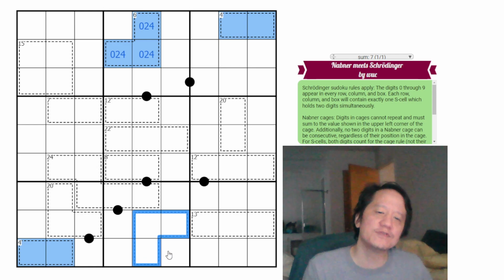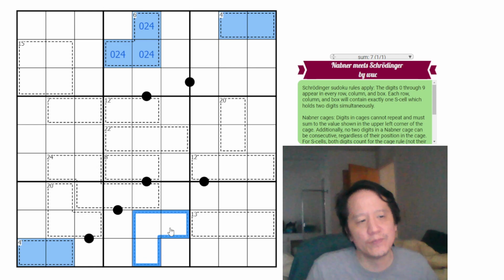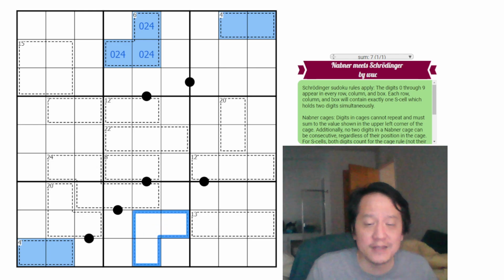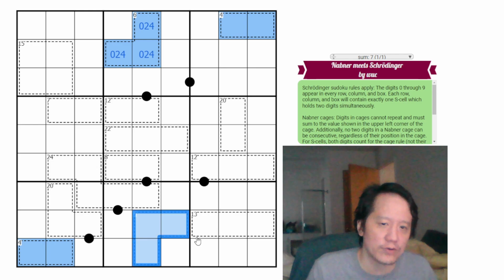7. Can any of the 7 be Schrödinger? That would have to be 4 digits that add up to 7. So the minimum would be 0, 2, 4, and 6, which is not possible. So none of these can be Schrödinger either.